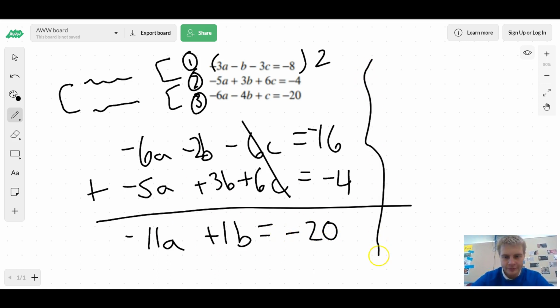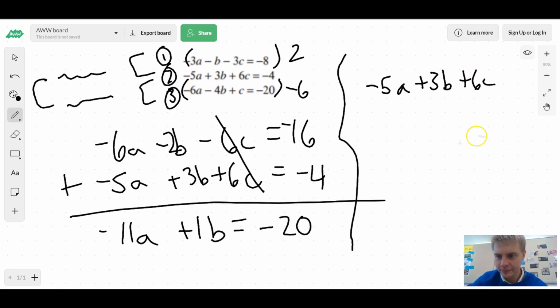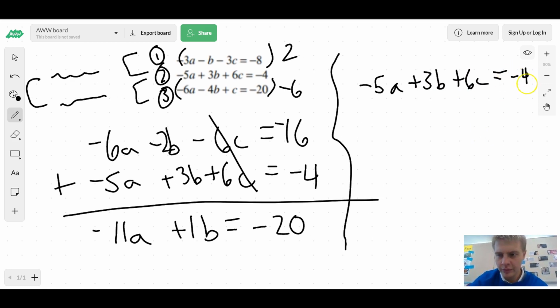Let's do the next one. So now we're going to use 2 and 3. And again, you want to cancel out the c's. So I'm going to have to multiply this bottom to cancel out the c's by negative 6. And I hope I don't make a mistake when I do this because this is going to take a little bit. So I'm going to have negative 5a plus 3b plus 6c equals negative 4. And then we'll have negative 36a, or positive 36a. A mistake almost happened because we're timesing by a negative.